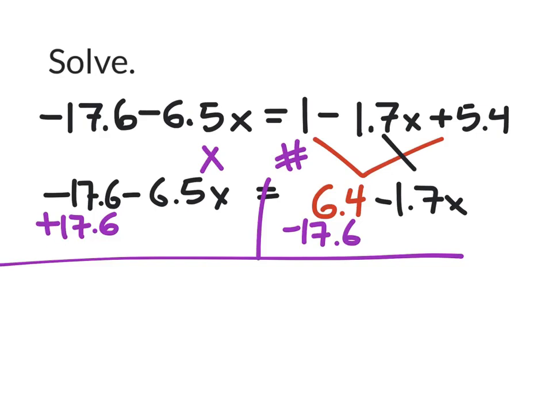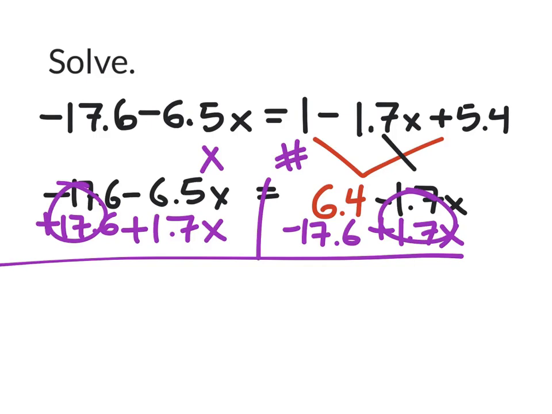Now I can do the second step in this step as well by saying, well, that negative 1.7x is on the wrong side of the equals. So I'm going to zero it out as well by adding 1.7x, again, to both sides. So that zeroes that out just like we wanted, not the 6.4, but the negative 1.7x, that zeroes out. So what are we left with?